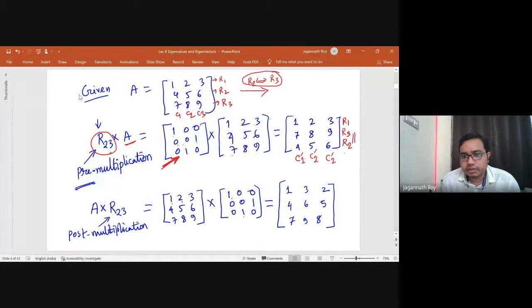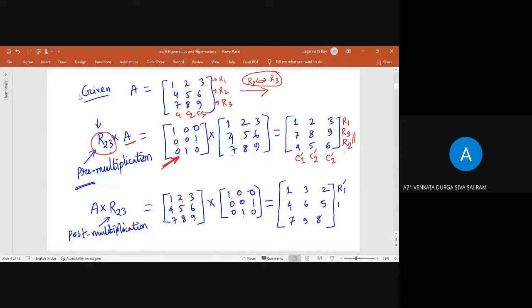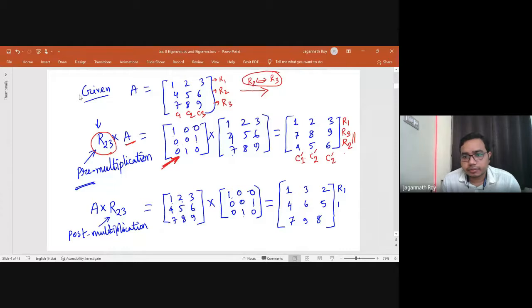You can look at here. Now this is row 1 test. C2 and C3 are exchanged. Yeah, it is row 1. Row 1 test. But here, if you look at C1, this is C3, and this is C2. So if we multiply any elementary matrix on the right hand side, that is called post multiplication, then columns are actually exchanged.